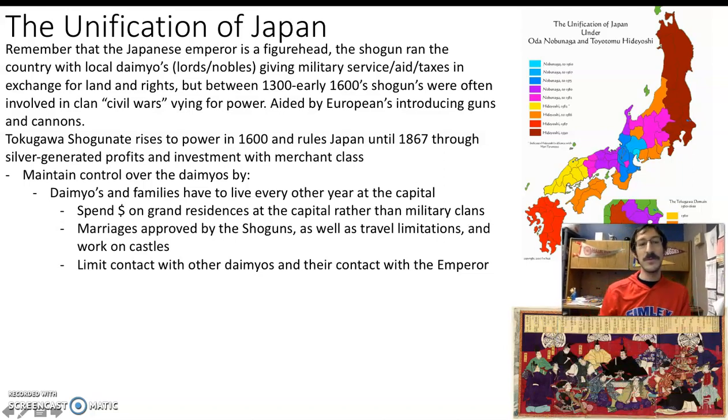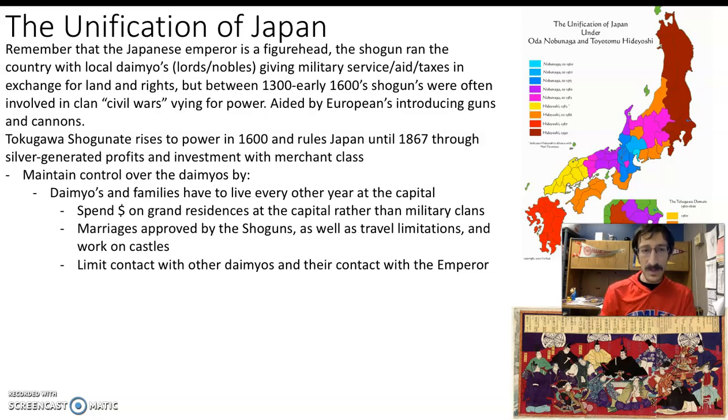And the way that they're able to do this, as I said, is silver-generated profits. So again, Japan is bringing their silver and selling off their silver because they know that Europeans need that to exchange goods with China, and they're doing the same as well because they want Chinese goods at the same time too.